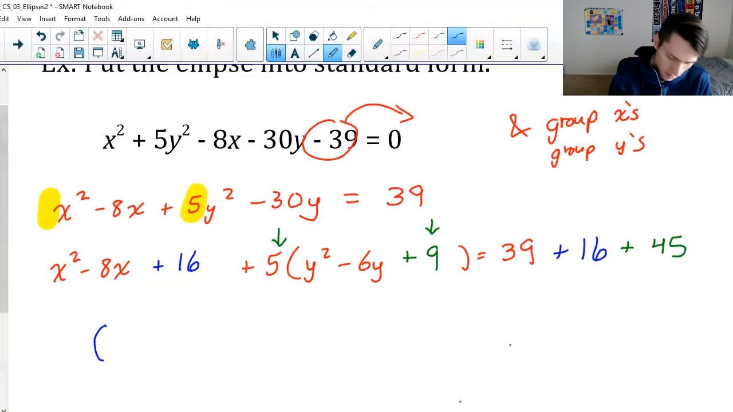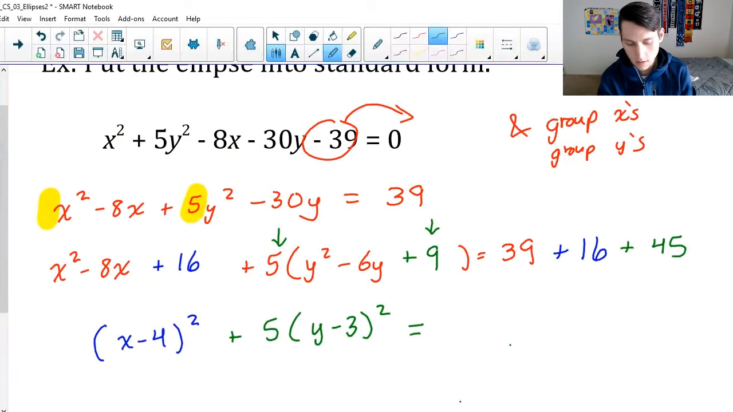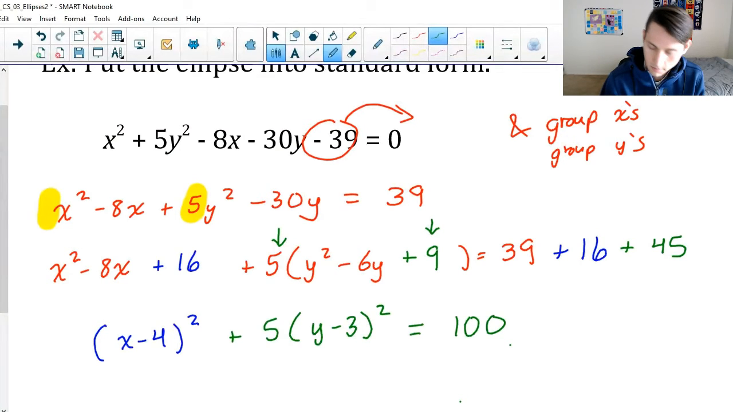Now we can factor. So x minus 4 squared plus 5 times y minus 3 squared equals 39 plus 16 plus 45, a cool 100.